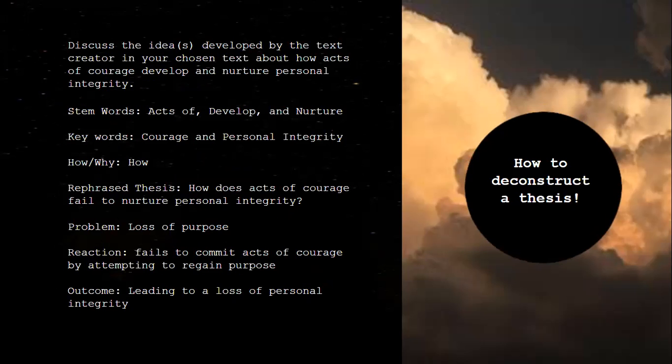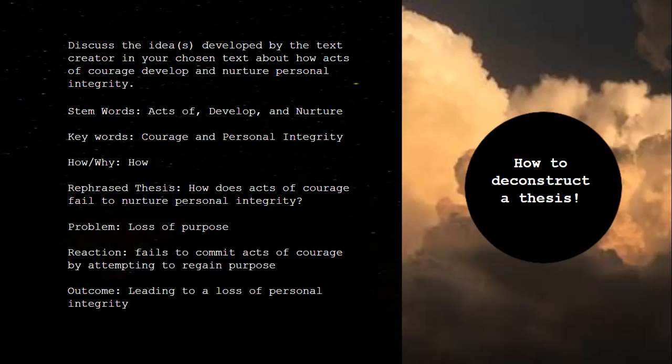How to deconstruct the thesis. The unit topic that I have chosen is: discuss the ideas developed by the text creator in your chosen text about how acts of courage develop and nurture personal integrity. So first you look for your stem words, your keywords, your how or why question, and then you rephrase your thesis. The stem words in this unit topic are acts of, develop, and nurture, and the keywords are courage and personal integrity. This question is a how question, and it is indicated clearly in the unit topic.